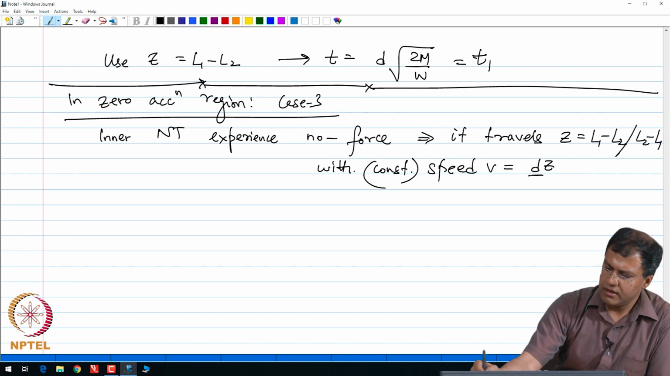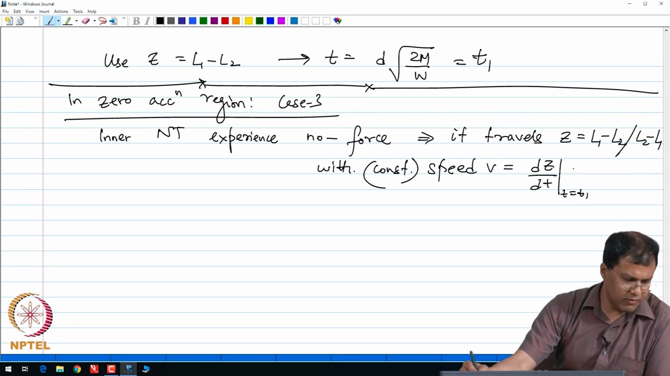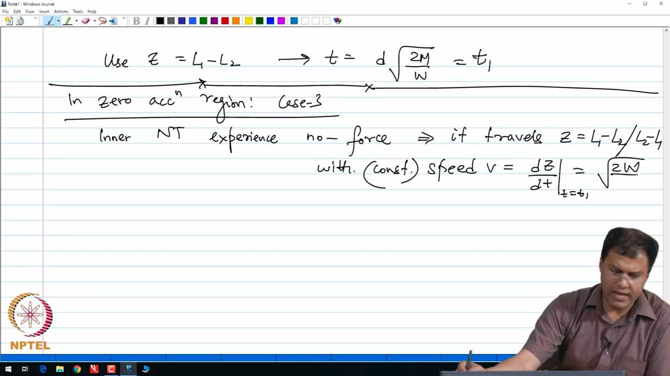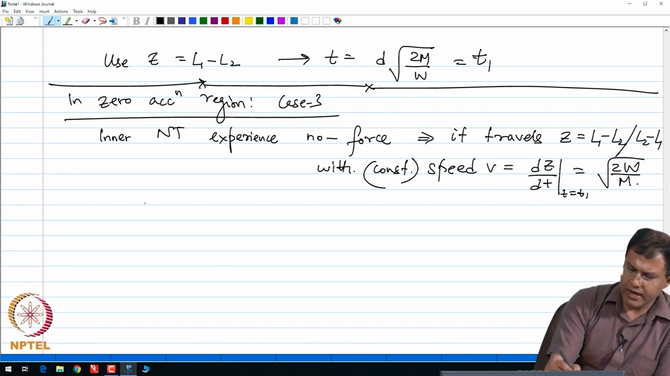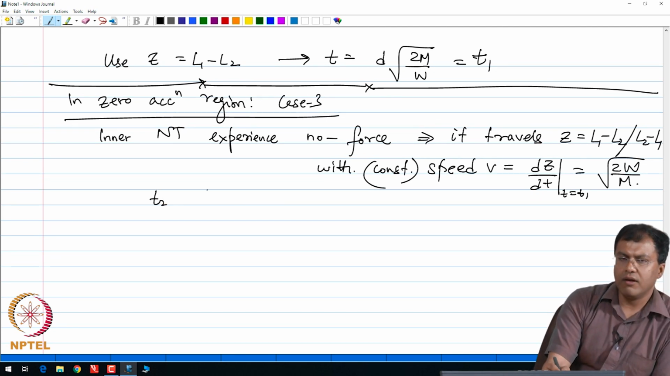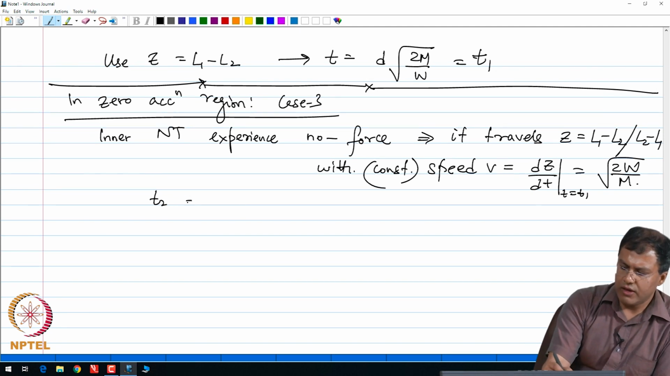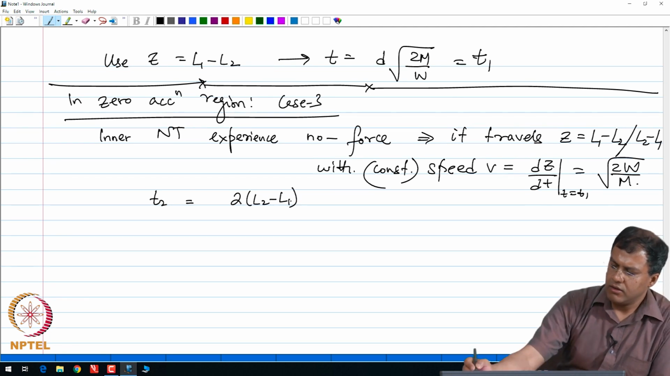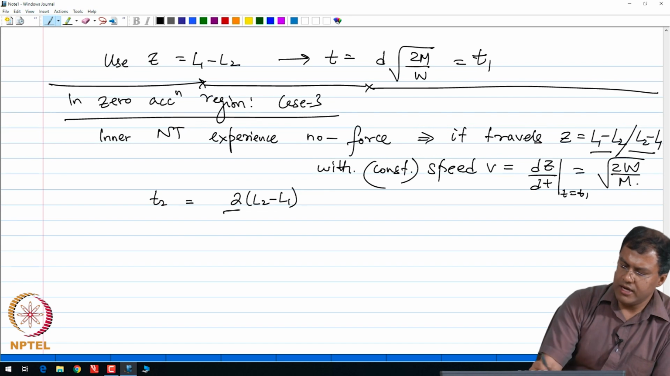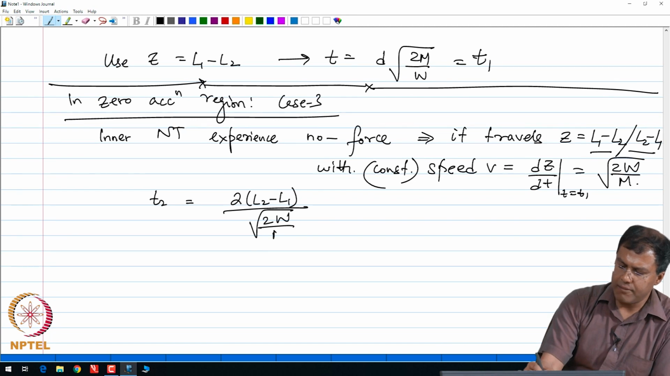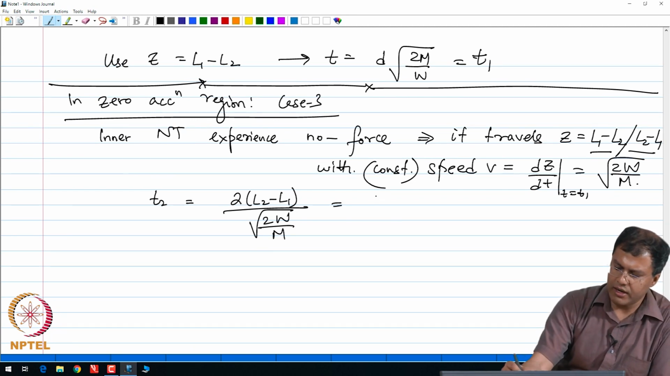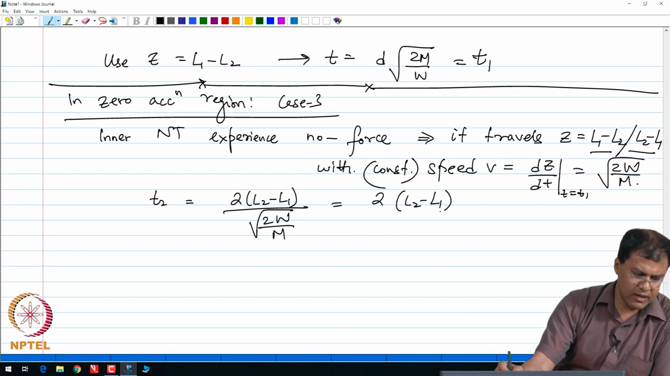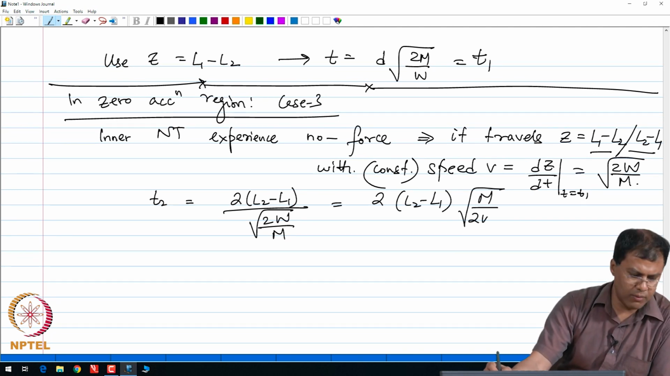So, dz/dt that we found at t equal to T1, once we evaluate this, I get the value 2W by m. Or my time spent for the inner tube to travel in region 3 will be the total distance, which is 2(L2 minus L1), divided by the velocity, which is 2W by m, and I see that I get a time T2 equal to 2 times (L2 minus L1) times square root of m by 2W.